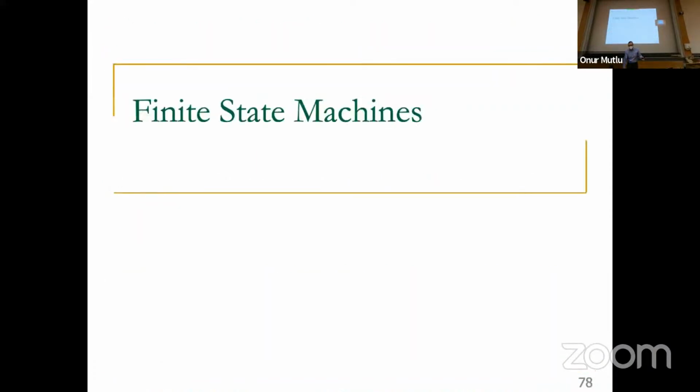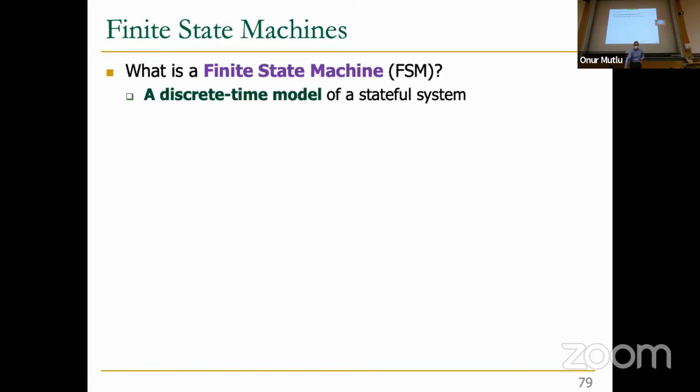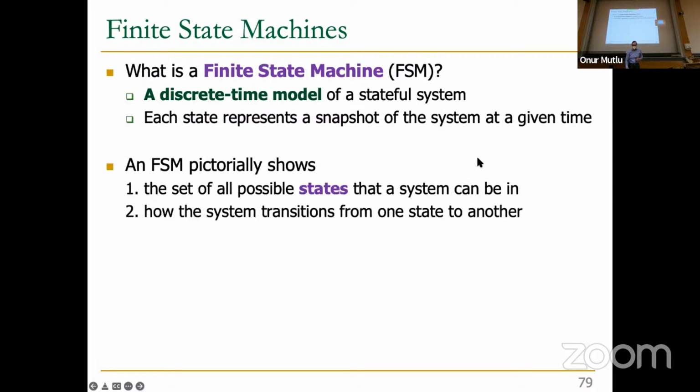Okay, so now let's talk about finite state machines. Well, we kind of saw a finite state machine, actually. These are finite state machines. Let's formalize the notion a little bit. So what is a finite state machine formally? It's really a discrete time model of a stateful system, right? We talk about stateful systems. You have a discrete time model, and it's a pictorial model, actually. Each state represents a snapshot of a system at a given time.